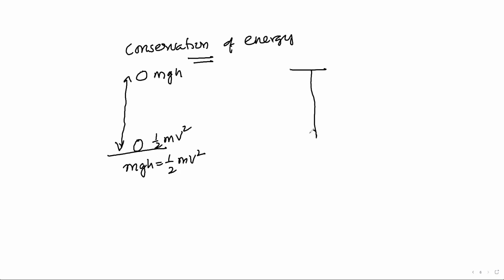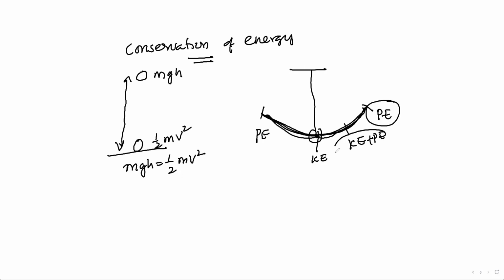Similarly, when a pendulum is moving at mean position, it has kinetic energy only. When it is moving to the extreme position, all kinetic energy converts into potential. Again, potential to kinetic, kinetic to potential. This concept is also important. In between, you take any point, it has both kinetic and potential, but the total energy at any point is the same. Problems related to conservation of energy are also important.